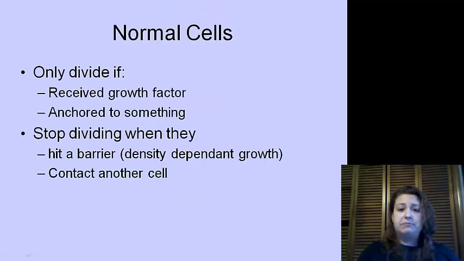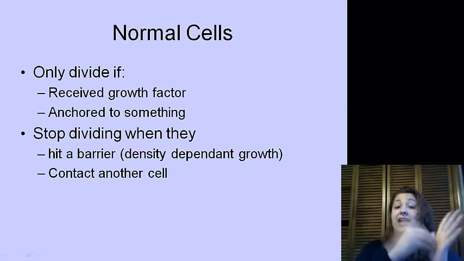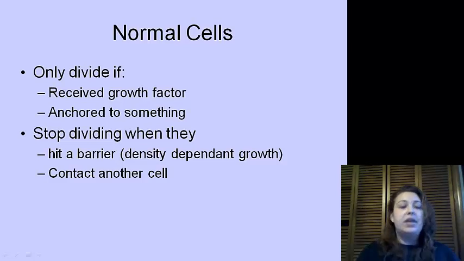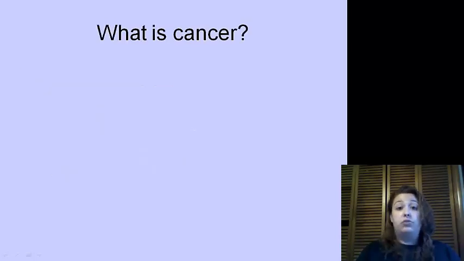our body. Now, normal cells divide when we receive a growth factor and when they're anchored to something. So they actually must be anchored to something before they can actually start dividing. And they typically stop when they've hit a barrier or when they've hit another cell. This is known as density-dependent growth. Now, cancer does not do that.